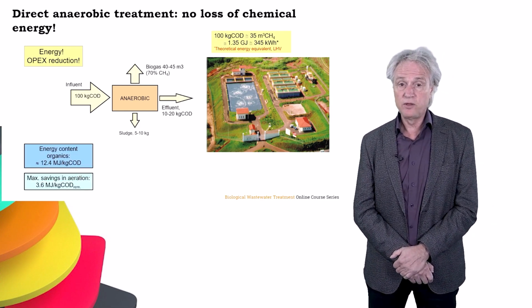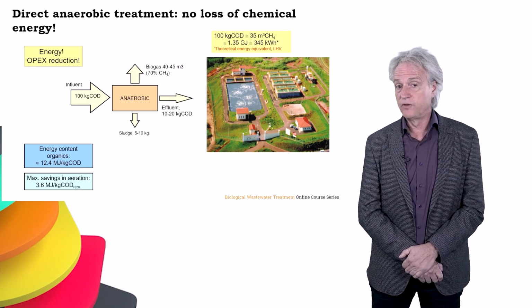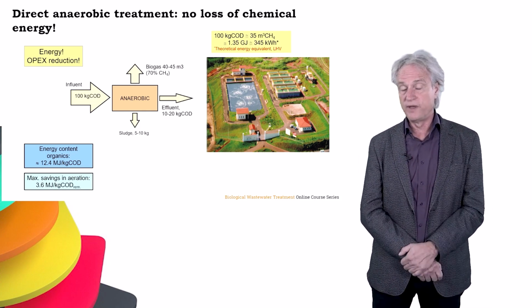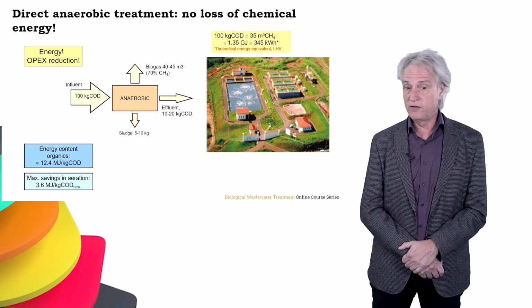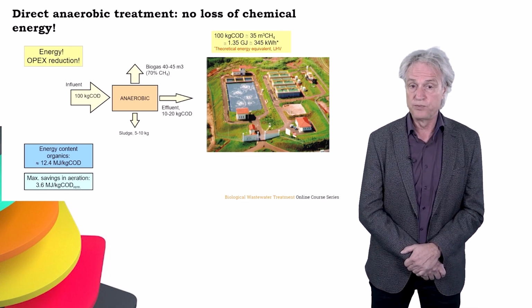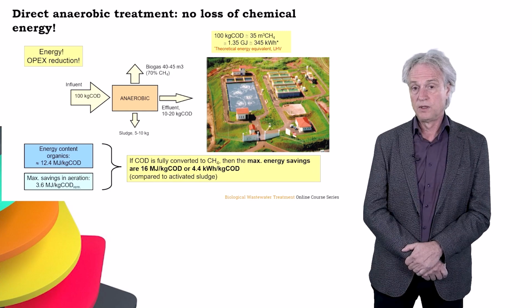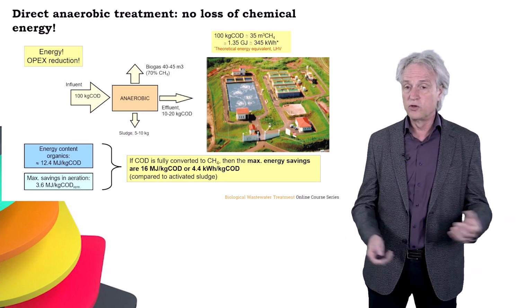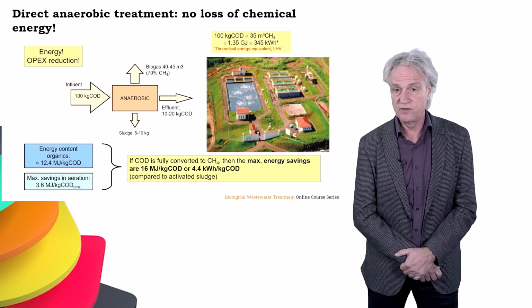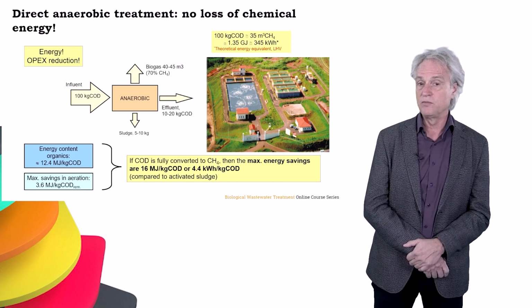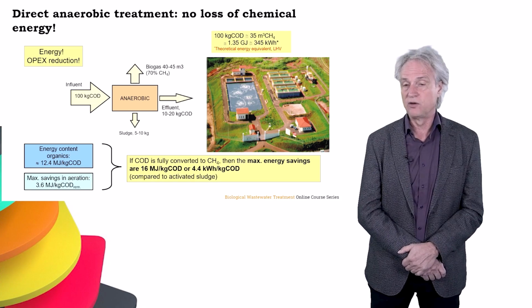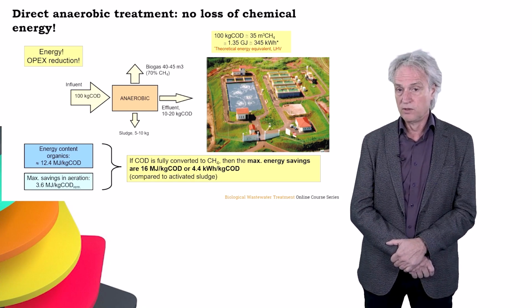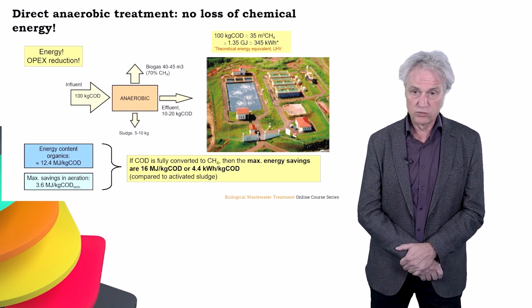Now in terms of energy, the energy content of the organic matter is about 12.4 megajoule per kilogram COD. It's the lower heating value. And you save in aeration 3.6 megajoule per kilogram COD removed. So if the COD is fully converted to methane, the maximum energy savings in the systems is 16 megajoule per kilogram COD or 4.4 kilowatt hour per kilogram COD. So that's a real energy producing wastewater treatment plant.